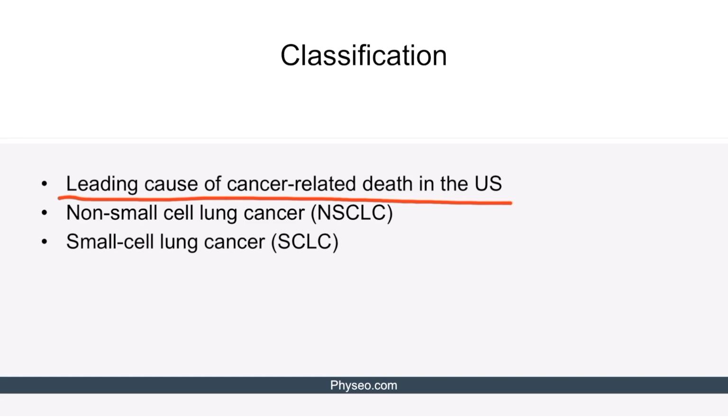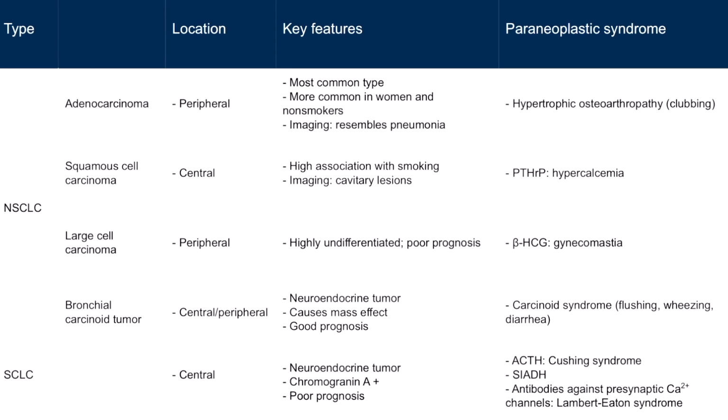It's often divided into two subtypes: non-small cell lung cancer, accounting for approximately 75% of diagnosed lung cancer, and small cell lung cancer, accounting for the remaining 25%. Distinguishing between the two types is important as the management significantly varies according to the type. Here is a table that combines the two types of lung cancer along with their most important identifying features.